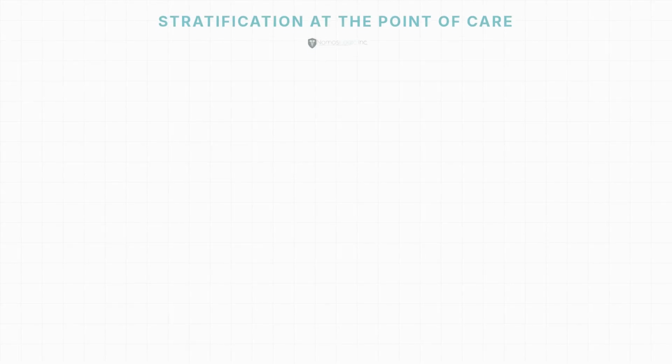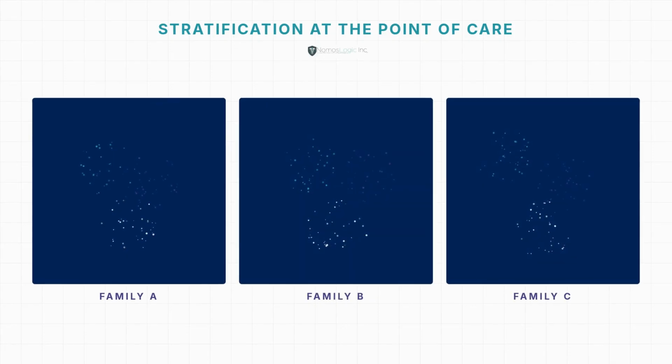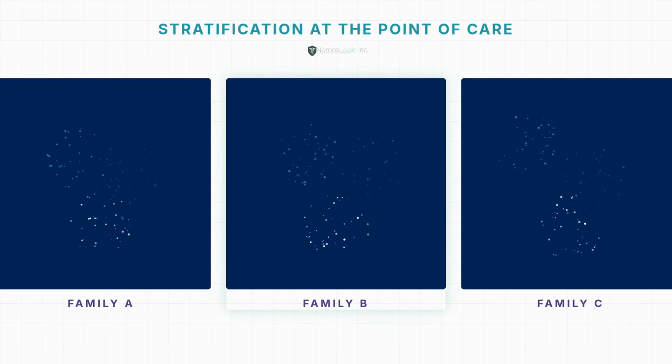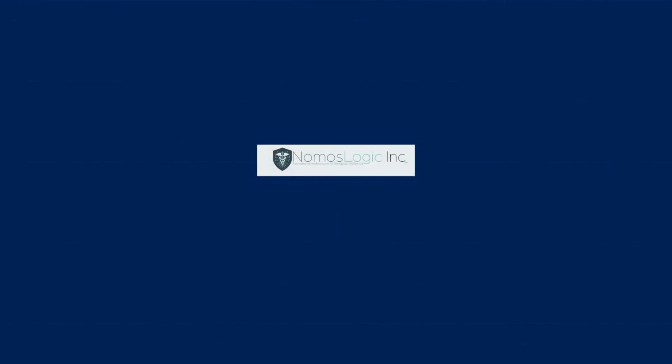In the clinic, patients are stratified by their underlying architecture. 2 patients with the same diagnosis may require different interventions based on their specific attractor family. Biology makes sense at the level of architecture. NomosLogic, deterministic, exact, yours.